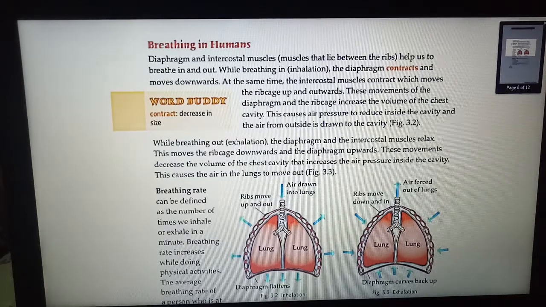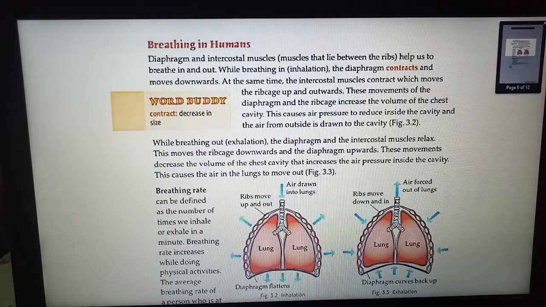So yesterday we started with chapter 3, respiration in organisms, and we learned what is respiration, what is external respiration, what is internal respiration, and we started with the topic human respiratory system. Now today we are going to start with breathing in humans. I hope you have done the homework that I gave you yesterday. I gave you 2 questions. I hope you have done. Now today we start with breathing in humans.